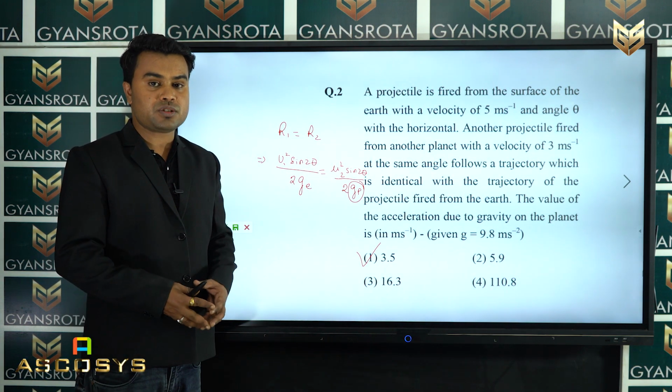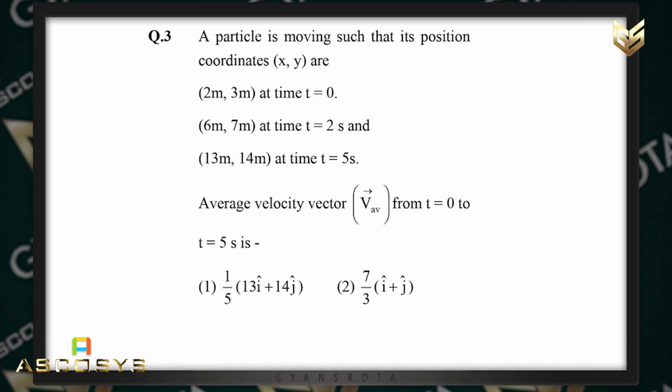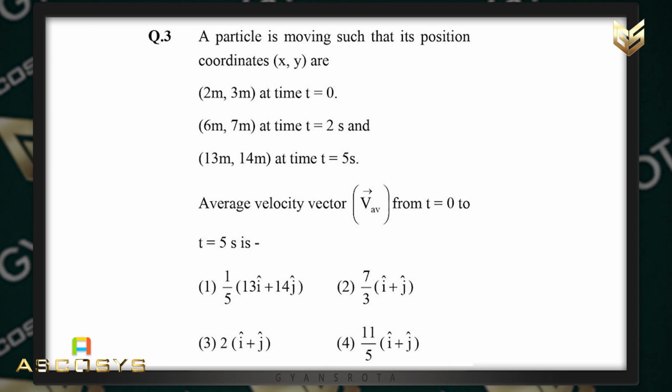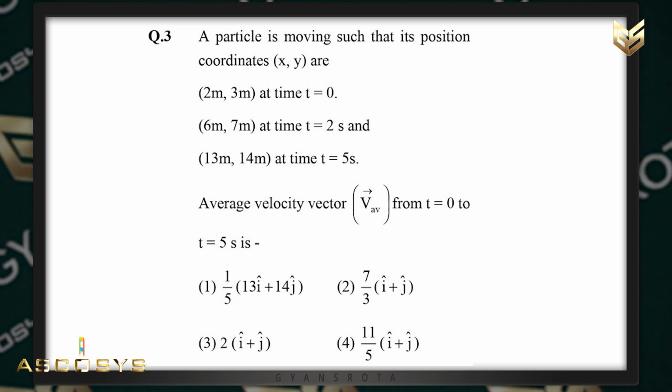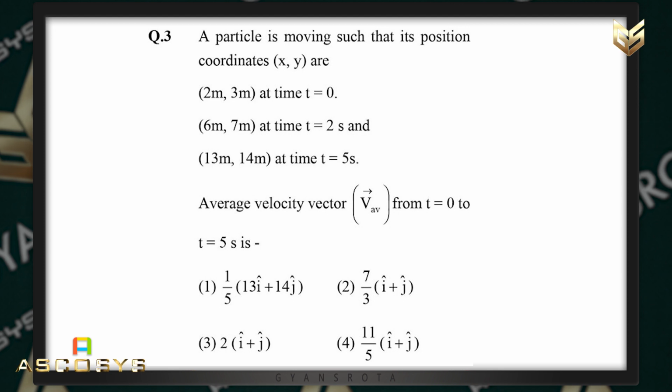Now let us move to the next question, that is question number 3. A particle is moving such that its position coordinates x, y are given: 2 meter, 3 meter at time t equals 0, 6 meter, 7 meter at time t equals 2 second, and 13 meter, 14 meter at time t equals 5 second. The average velocity from t equals 0 to t equals 5 second is, you need to calculate the average velocity. How do you calculate the average velocity?